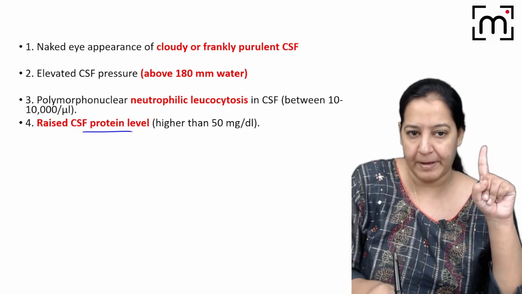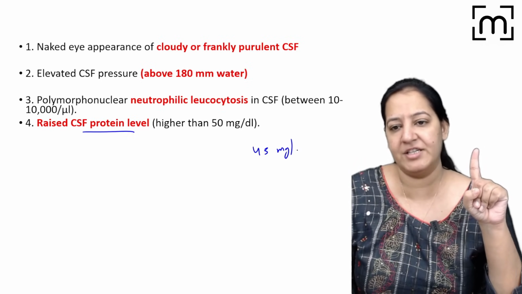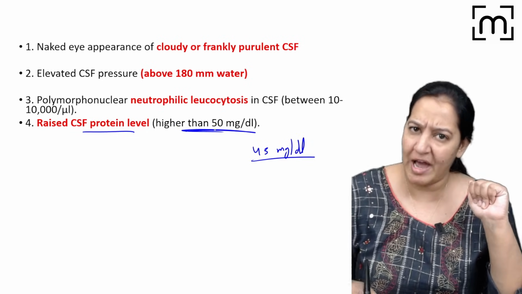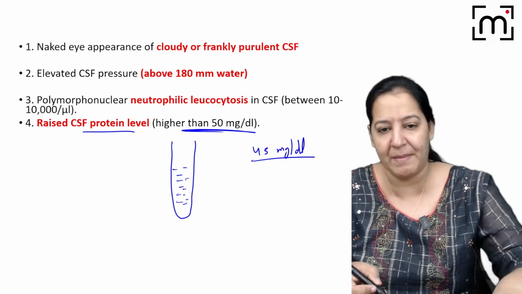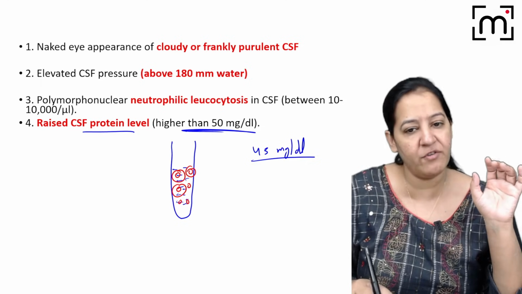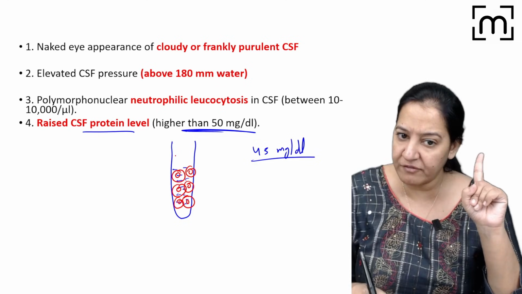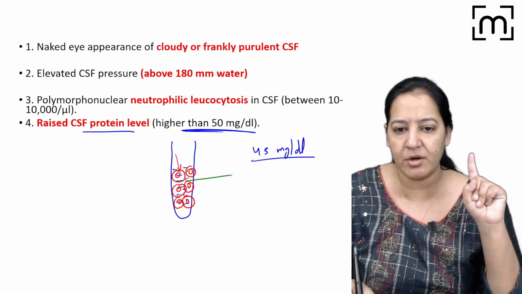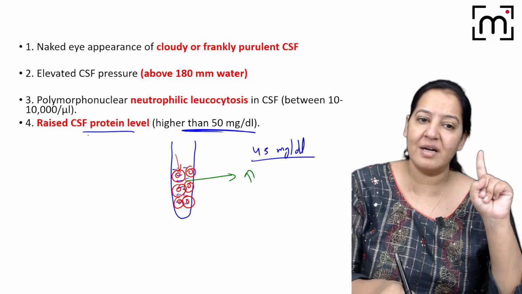The next is the protein. Normal CSF has up to 45 milligram per deciliter of protein. Up to 45 it's normal. But here it's more than 50. Why is the protein content more? Have you ever thought? This is the CSF you are collecting from a patient having acute pyogenic meningitis, so it contains the bacteria. All bacteria have a cell wall, whether gram positive or gram negative. The cell wall is made up of protein. So the cell wall of the bacteria contributes to the protein content of the CSF. Now, if you measure the protein content of the CSF, it's more than normal because it contains the cell wall of the bacteria also. So the protein content is higher.